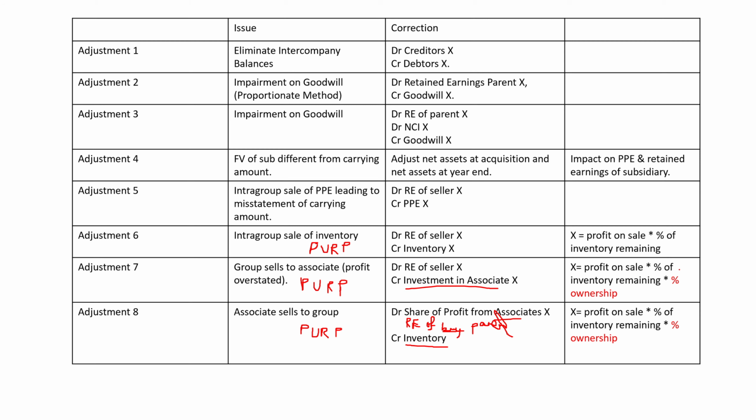And the only difference with 7 and 8 is that the size of the adjustment is based on percentage ownership, times by percentage ownership, which we'll cover later on. Just another point about PPE is that the adjustment that you make is the difference in the expected carrying amount and the actual carrying amount.